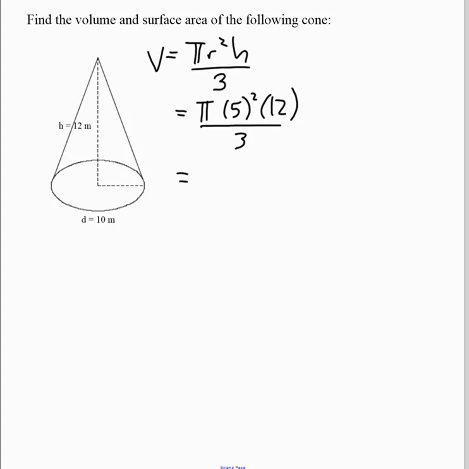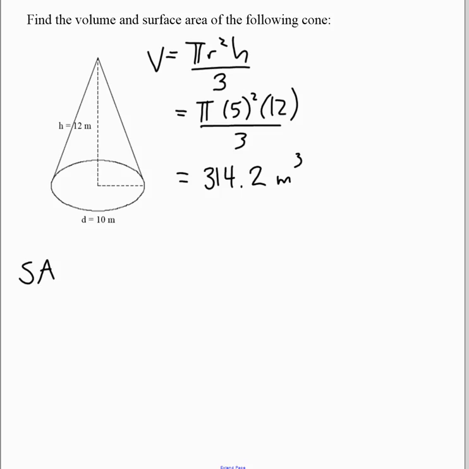All we have to do is punch that into our calculator. When you punch it in, I would recommend doing pi times 5 squared times 12, hitting equals, and then dividing by 3. And we're going to round to, let's say, 1 decimal place. So we get 314.2, and volume is meters cubed. So that was pretty straightforward. But let's find the surface area. A little bit more challenging.